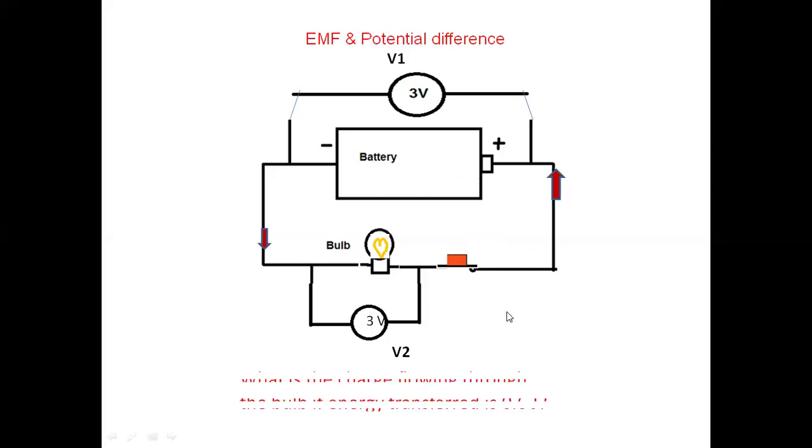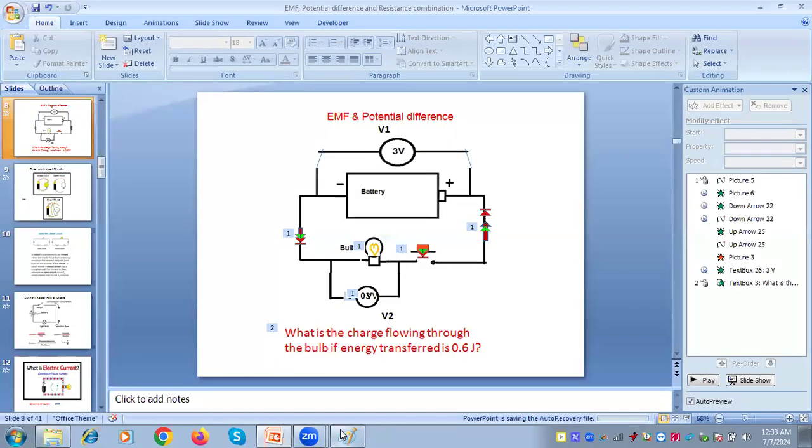Now, there is one short question. What is the charge flowing through the bulb if the energy transferred is 0.6 joule? So what is the potential difference? 3 volts. So how much charge is flowing through the bulb? We will calculate it using this.